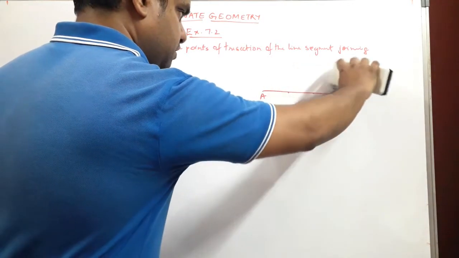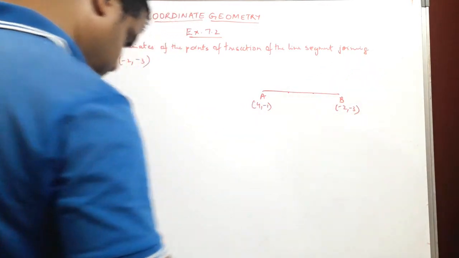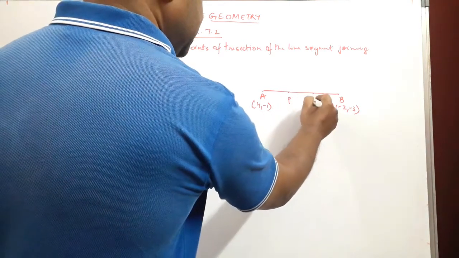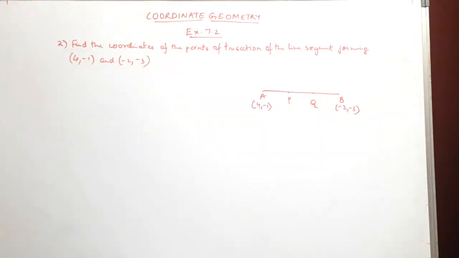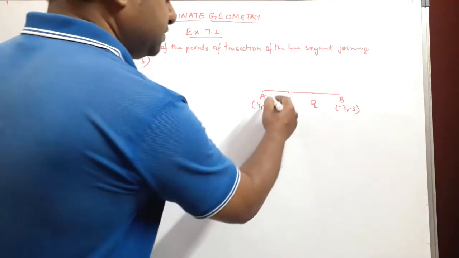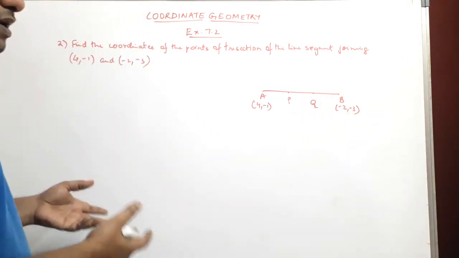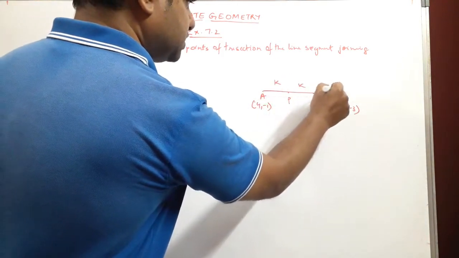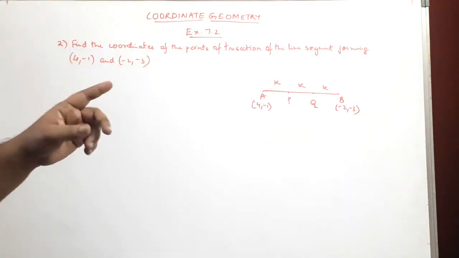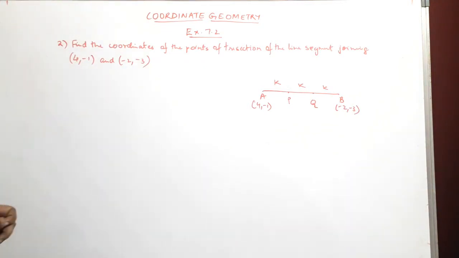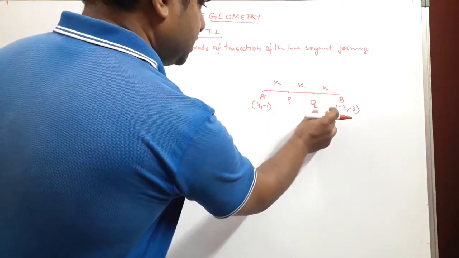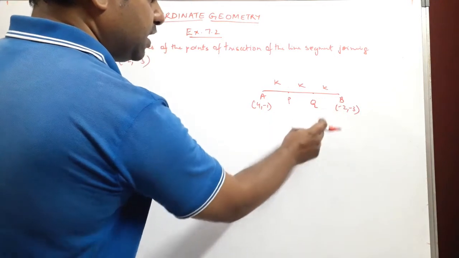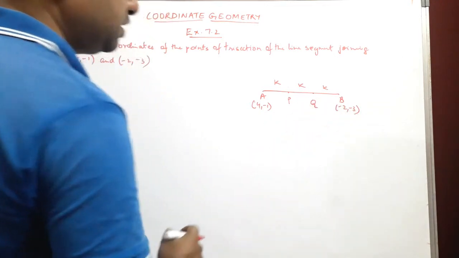Now we need to give them some letters to distinguish them. We will call this one P and this one Q. The three sections are divided in some ratio, so we'll name it K. We don't know what the sections are, so let's say each of them is K. Now we need to find points P and Q, which means finding how P divides line segment AB and how Q divides line segment AB.